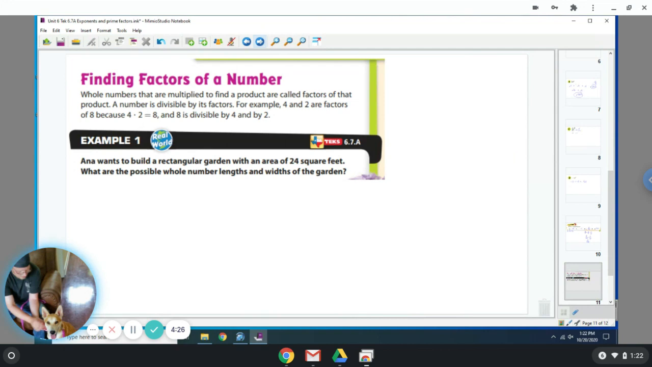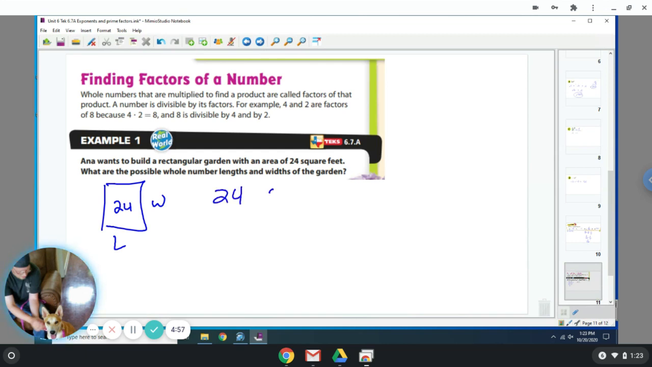So now we're going to be finding our factors. Factors are just 2 numbers that multiply to a number. Anna wants to build a rectangular garden with an area of 24. What are the possible whole number lengths and widths of the garden? The garden has a length and a width, and an area of 24. To find the area of a rectangle, you just do length times width. So they're asking what 2 numbers can multiply together to get 24.